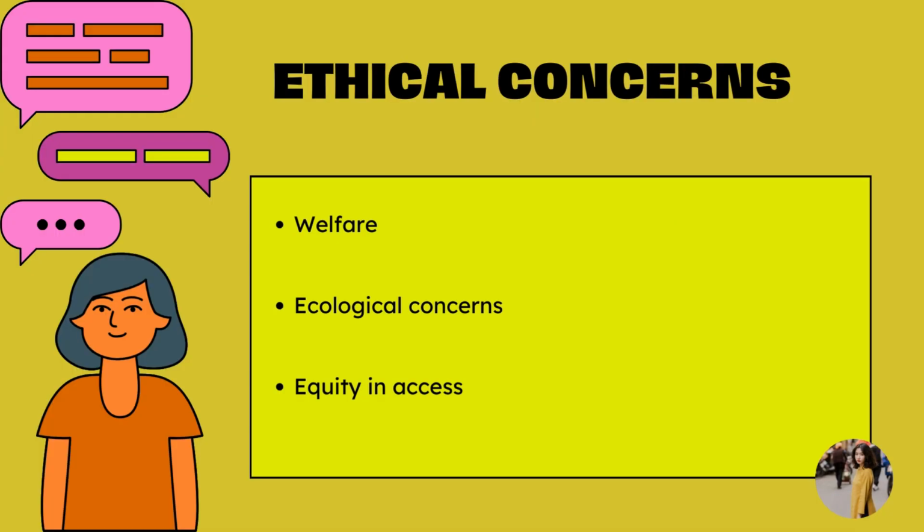However, we have several ethical concerns. First, about welfare. Genetic modifications raise ethical concerns regarding the welfare of living organisms. In the context of agriculture, genetically modified crops are designed to resist pests or thrive in specific conditions, potentially improving yields and reducing the need for chemical pesticides. However, concern exists about unintended consequences on non-target organisms, ecological balance, and the overall well-being of ecosystems.